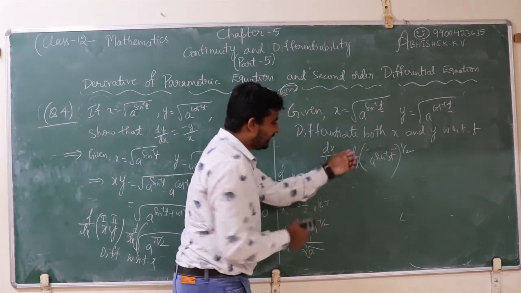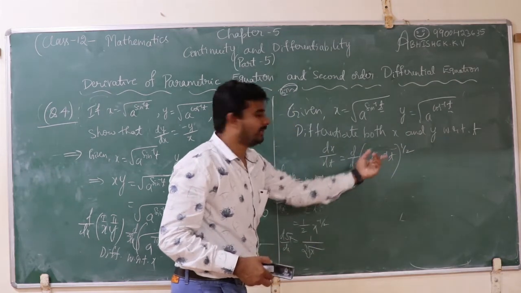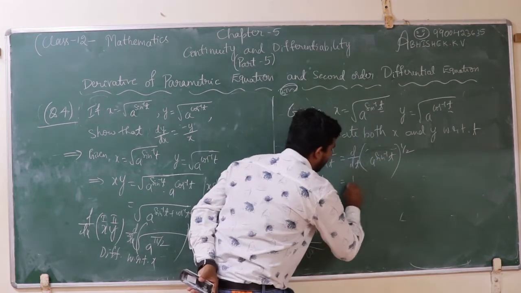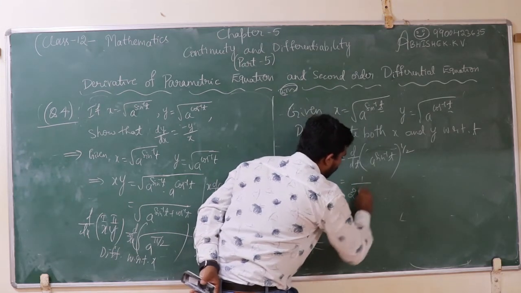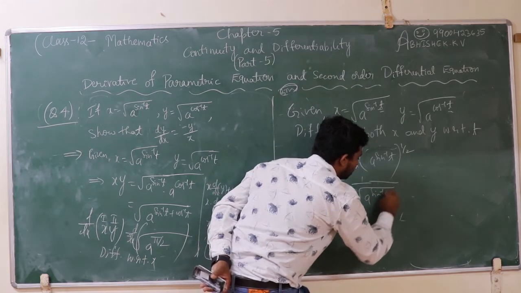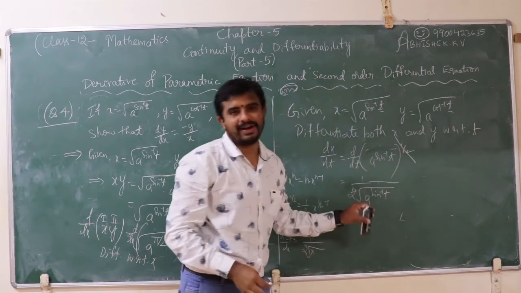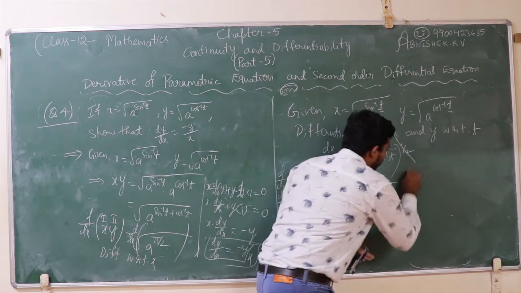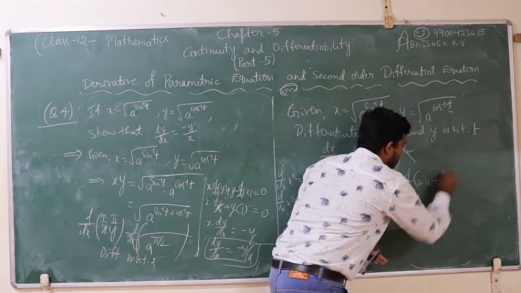Therefore, we can write d by dx of this function, instead of x, a to the power of sin inverse t. Therefore, we can write 1 by 2 root, instead of x, a to the power of sin inverse t. And from this, we cut this square root. Still, we need to differentiate a to the power of sin inverse t.